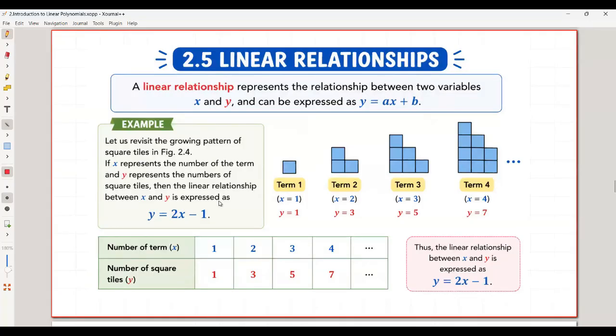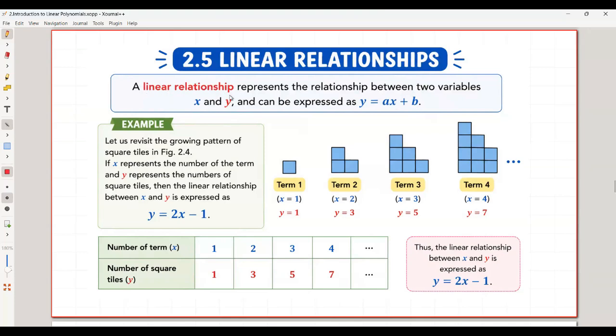A linear relationship represents the relationship between the two variables x and y. It can be expressed as y is equal to ax plus b. So the linear pattern, or linear polynomial, is represented by ax plus b. You would have learned this in the beginning. Here we are just going to deal with two variables.